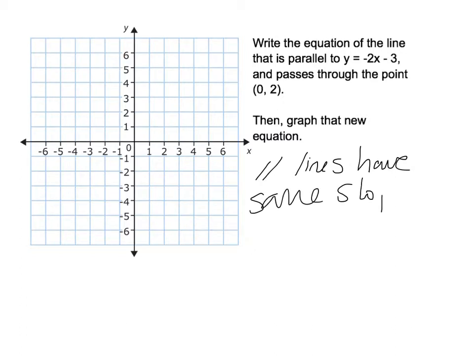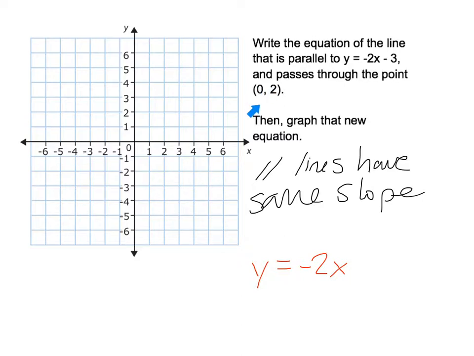Okay, so if the slope of the original line is negative 2, what do you think the slope of our new line is going to be? Well, it's going to be negative 2. So we're going to have y equals negative 2 times x, but then we have to figure out what the y-intercept is, the b part of y equals mx plus b. Well, it can't be negative 3, because then it would not be a line parallel to this. It would be the same line.